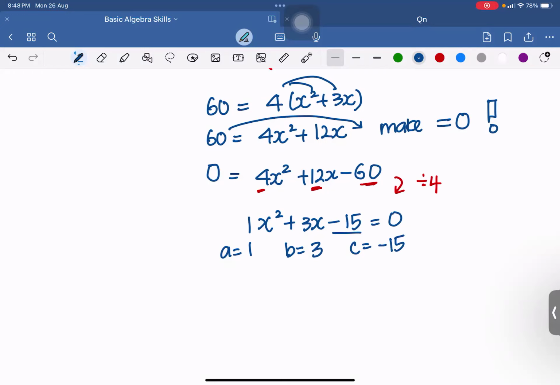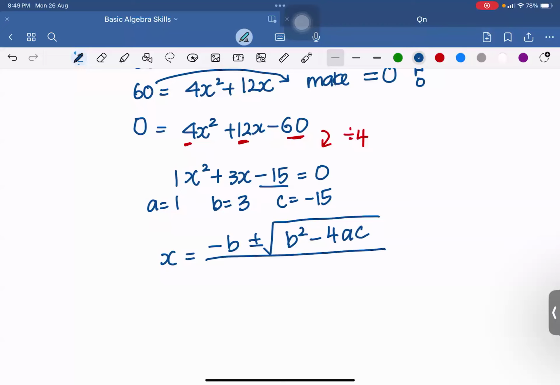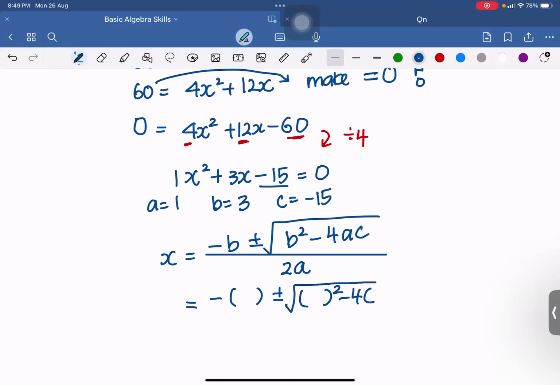Down here, this will usually be 4 or 5 marks. We must show the working. X equals negative B plus minus square root of B squared minus 4AC, over 2A. But this one got no marks, so plug in the numbers into your brackets.